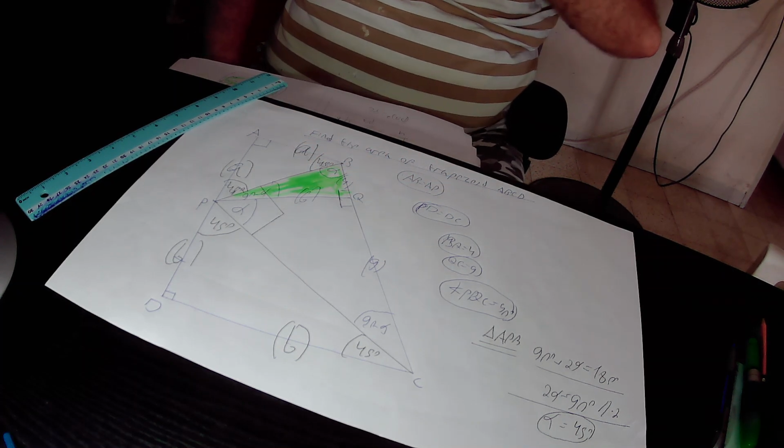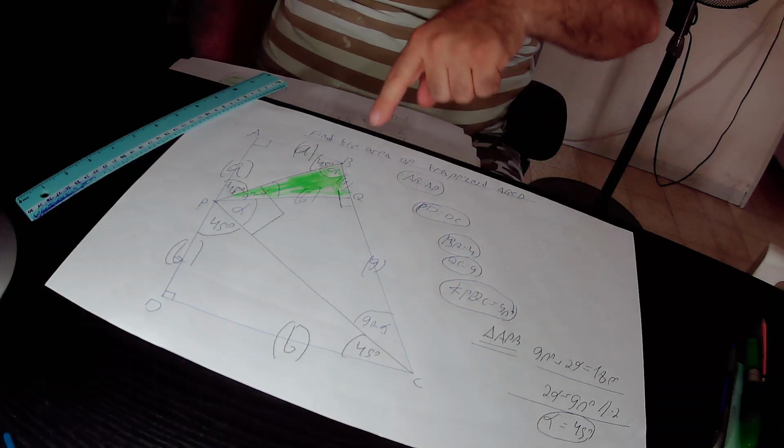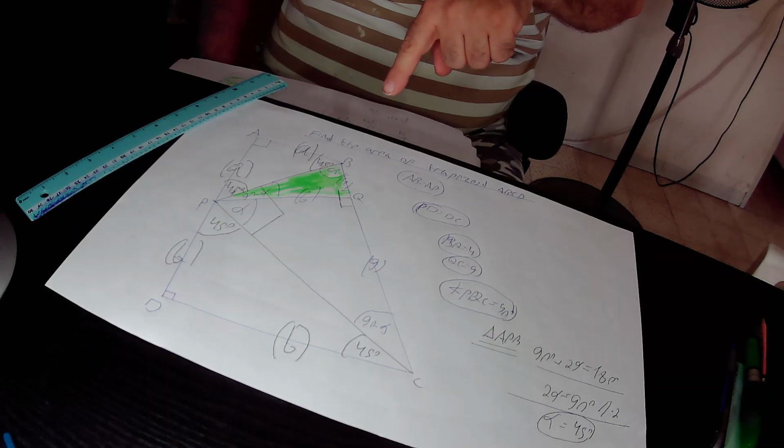In the next step, we join points B and P together by a line. We join points B and C together by a line. By joining points B and P, we get the small right triangle ABP.